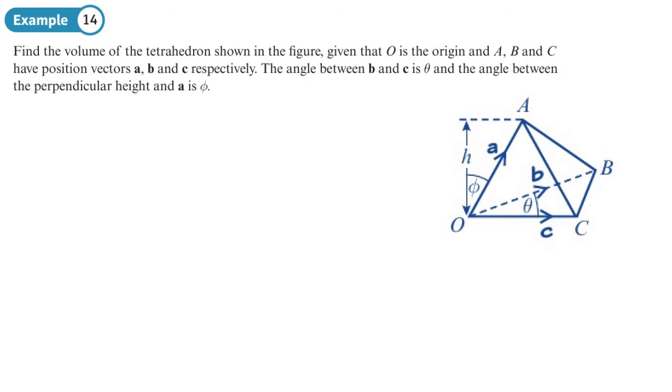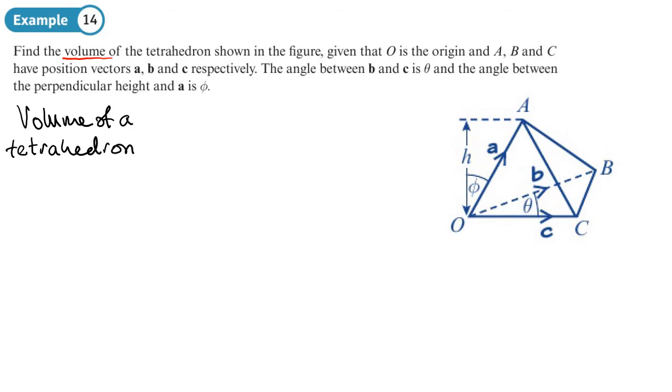Right, so we need to find the volume of the tetrahedron as shown in the figure here. Again, one of the vertices is the origin. So we have the positions of A, B and C. They will be relative to the origin, and we're given the vectors there. The angle between B and C is theta, and the angle between the perpendicular height and A is phi. Right, so this goes back to some stuff from GCSE. The volume of a tetrahedron. Now, a tetrahedron is basically a pyramid with a triangular base.